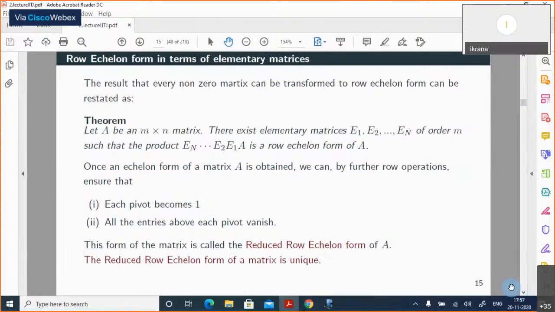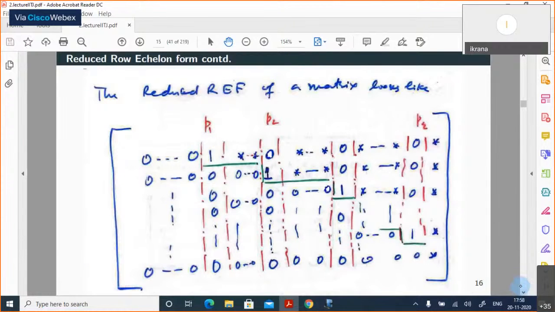And one can prove that, while we said the echelon form of a matrix need not be unique, now that we have normalized it, the reduced row echelon form of a matrix is unique. That one can prove. I will not go into the proof because it is only a matter of writing various entries in a matrix. So in reduced row echelon form, this is the shape the matrix will look like. This is an m cross n matrix.